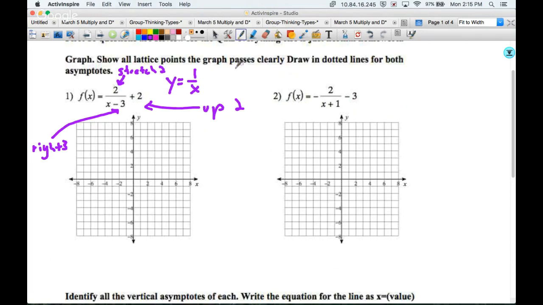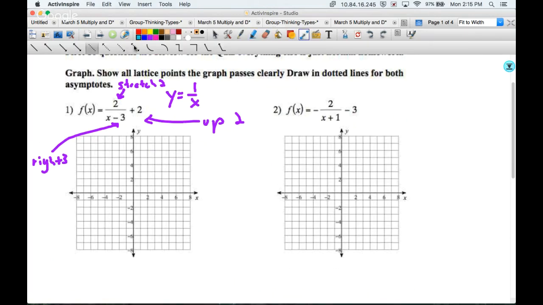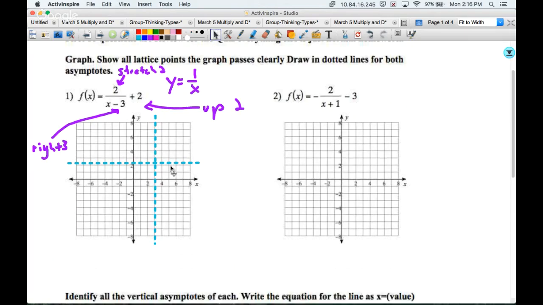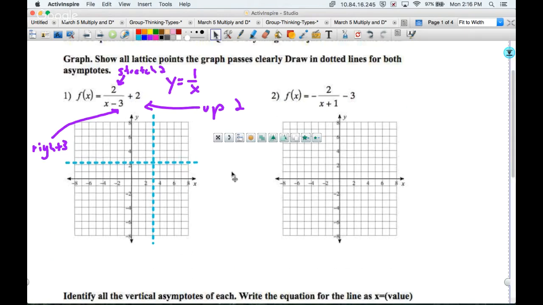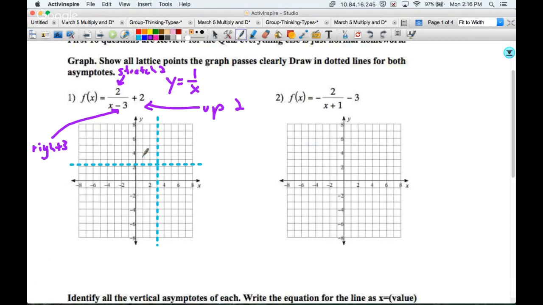All right, first thing I like to do is add in my asymptotes. In the parent function, they're normally located at y equals 0 and x equals 0. Now they've been shifted. The one that's horizontal has been shifted up 2, and the one that is vertical has been shifted to the right 3. Just like that. All right, so we've applied those shifts.